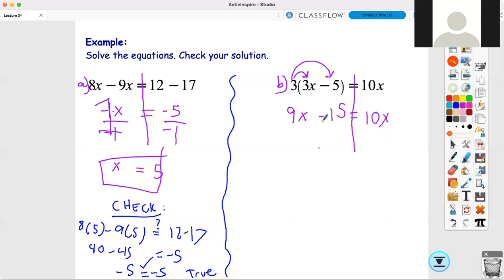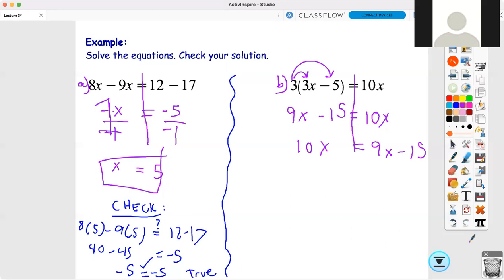So remember the property. A equals B is the same thing as B equals A. So you could just do this. 10x equals 9x minus 15. Now it's on the other side. We didn't have to add it. We didn't have to move it. We just flipped it and it's on the right side now. So now that it's on the right side, how do we move the 9x to the other side? You could do divided by 9x on both sides.